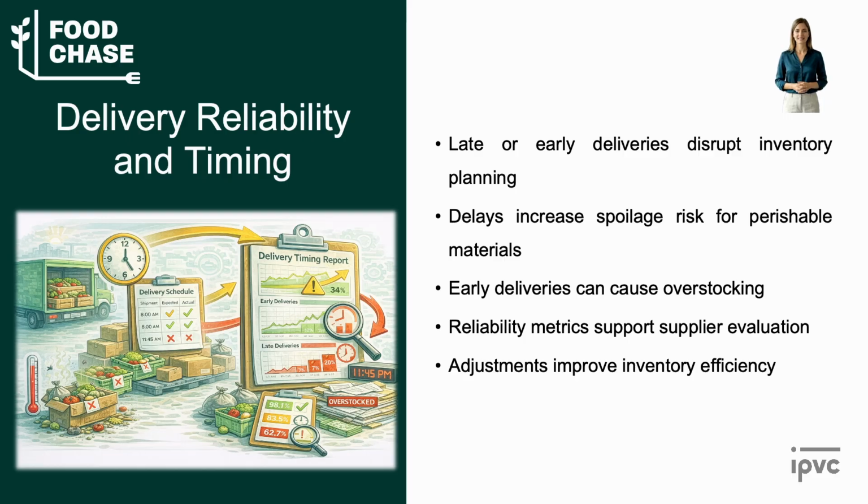Delivery reliability is another important dimension of sourcing risk. Late deliveries can halt production or cause spoilage, while early deliveries may lead to overstocking and waste. By monitoring delivery performance, procurement teams can identify unreliable suppliers and adjust sourcing or inventory strategies to maintain efficient material flow.